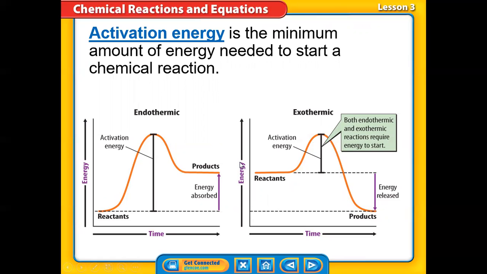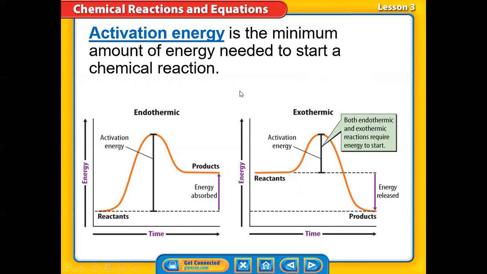So here we said that activation energy is the difference between the energy of the reactants, or the energy stored in the bonds of the reactants, and the maximum point of energy, the maximum energy that we could gather due to the collision of the particles.